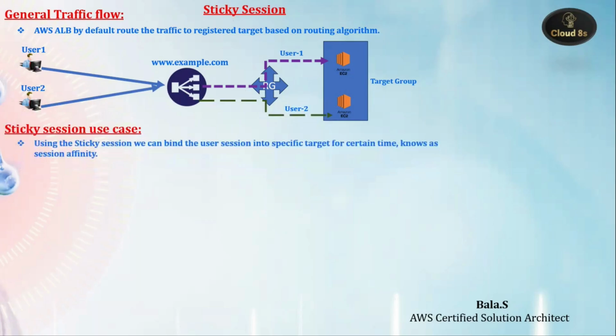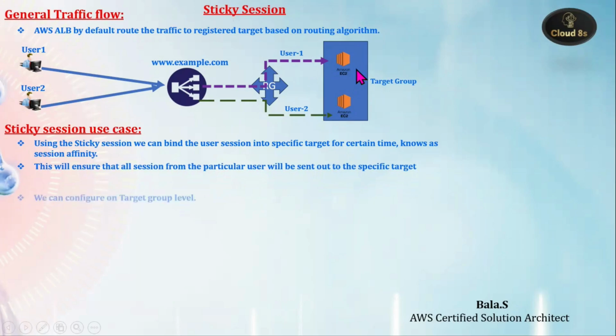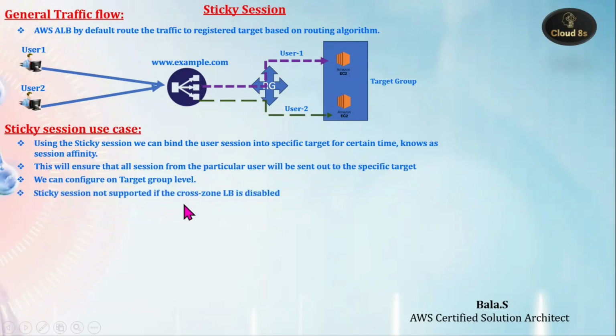Basically, in the use cases, we can bind the session to a specific target for a certain time, not a long time, only a certain time period. This is known as session affinity. Session affinity ensures that traffic will be sent to a specific target. As I mentioned, this will be configured at the target group level. One more point to notice: when we enable the sticky session, cross-zone load balancing should be enabled. If it is disabled, it will not work. So that's all about the basics of sticky session use cases.